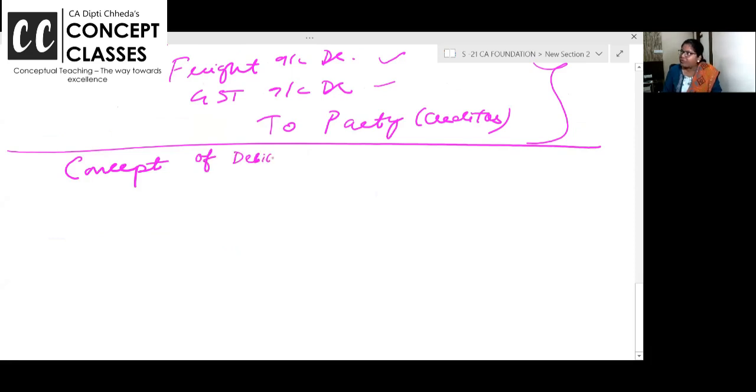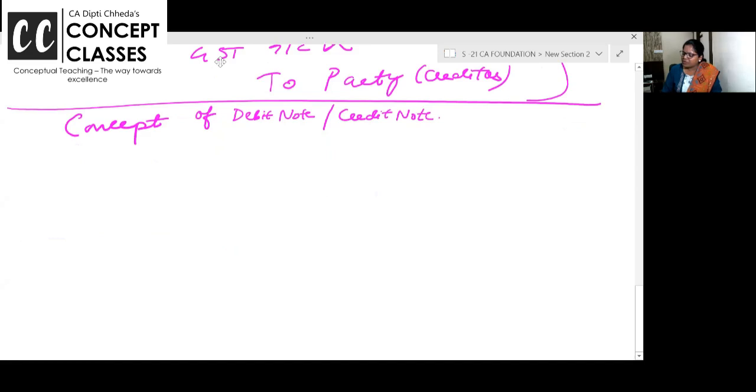Concept of debit note and credit note. Concept of debit note and credit note. Number one.